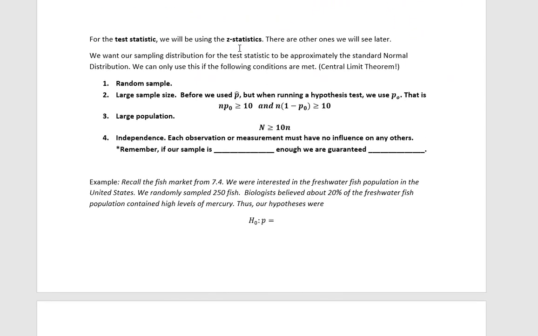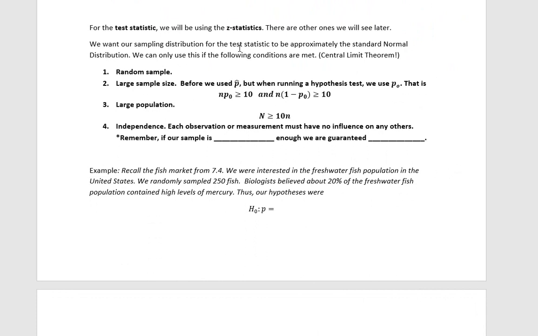All right, so continuing on with step 2, for the test statistic, we're going to be using the z-test statistic. That's the one that looks like the z-score. We're going to be talking about other ones in chapter 9. So the key thing is that we want the sampling distribution for a test statistic to be approximately normal, so that way we can say, hey, these things are going to be outside of the empirical rule, and then we can reject H0.